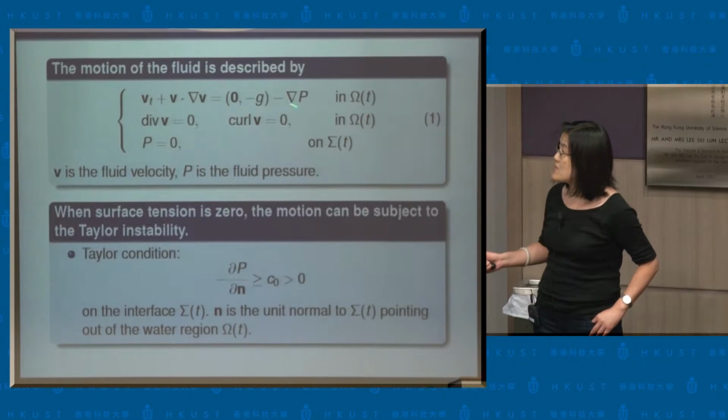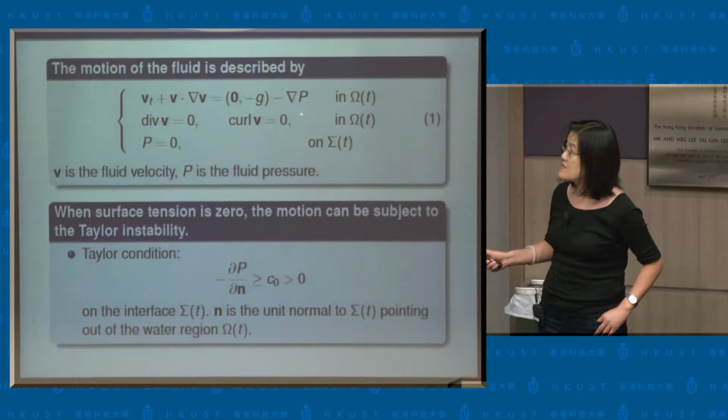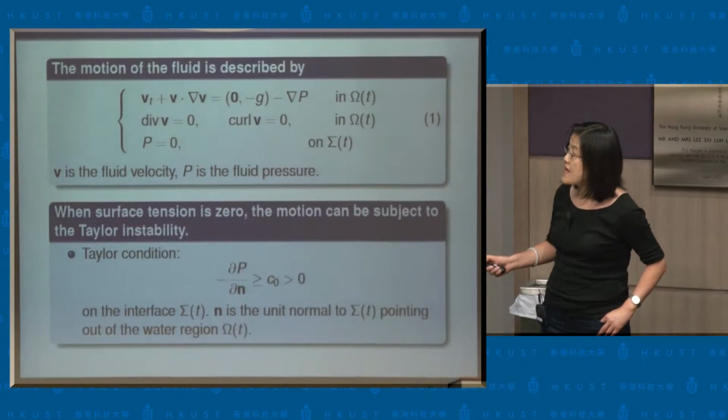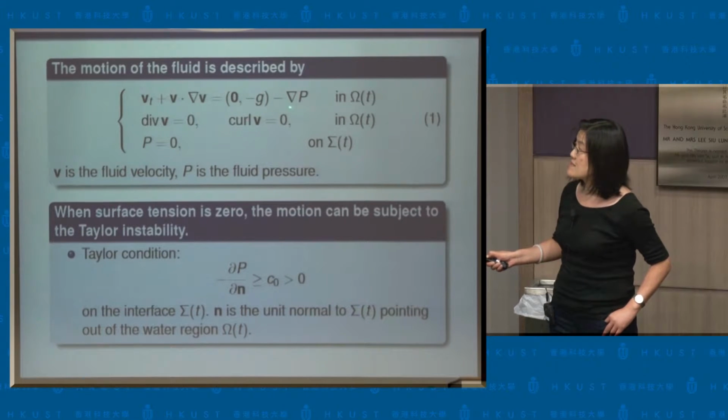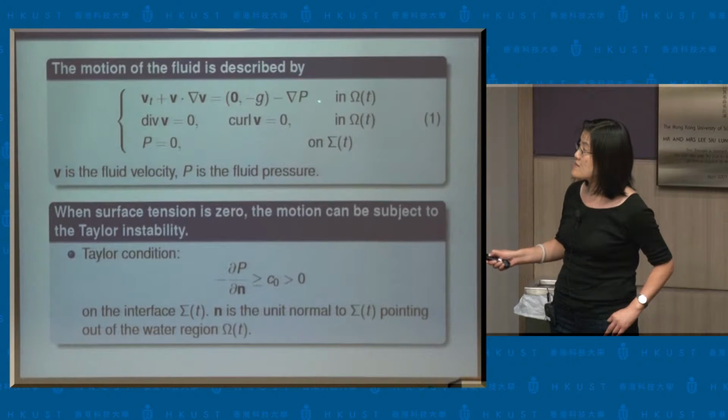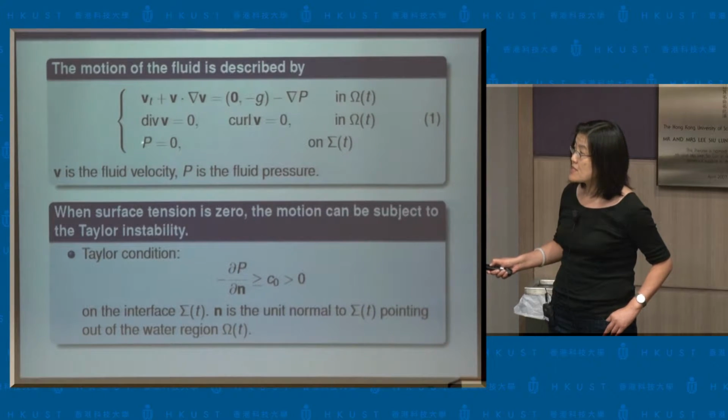So that's the equation we are talking about. The first is the Euler equation, and the density is 1, so it's F equals ma. The left-hand side is the acceleration, and the right-hand side is the force term. So (0, -g) is the gravity, and p is the pressure, and incompressible, irrotational. Because the air density is 0, and also the surface tension is 0, the pressure force from the air is just 0 along the interface. So we assume that the pressure is 0 on the interface.